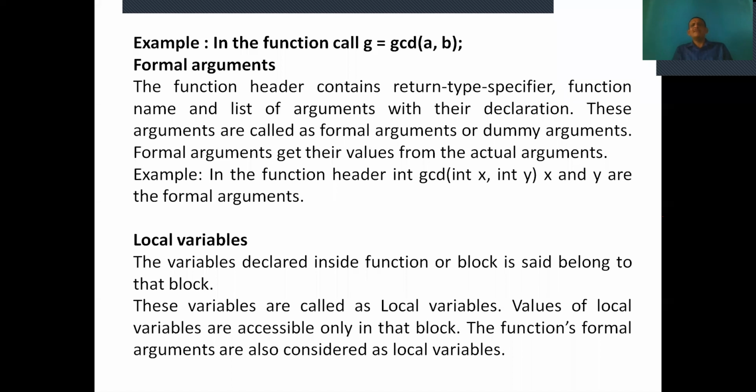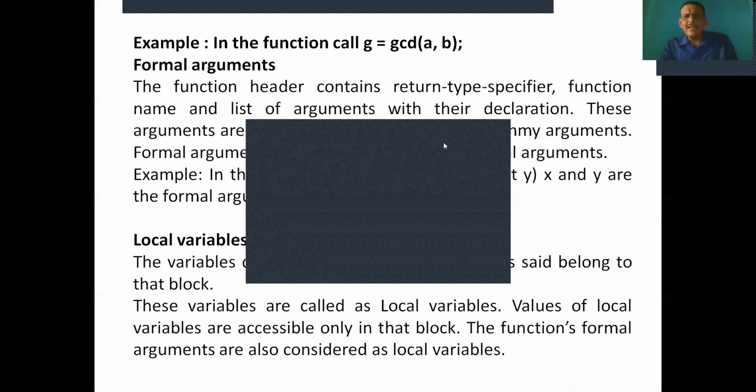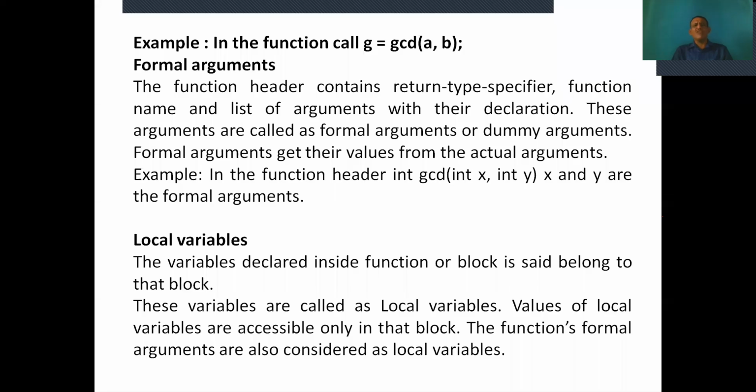Then in the example, int GCD of int x, comma, int y. It means normally in the calling function there is no need to write the data type for the arguments, but in the called function, the pair of parentheses contains the argument name along with the data type. It is compulsory. That's why we are showing it here: int GCD of int x, comma, int y, where x and y are called formal arguments or dummy arguments.